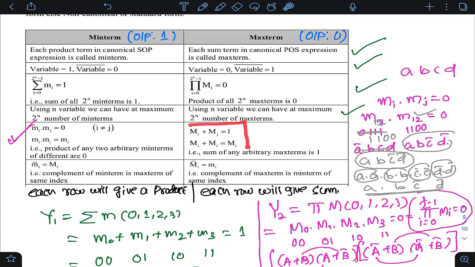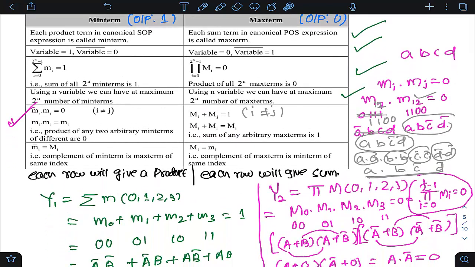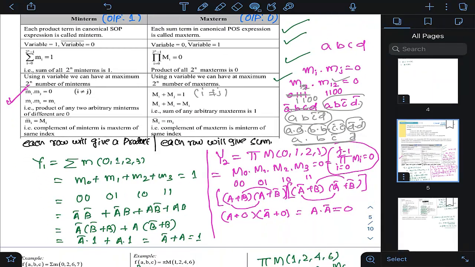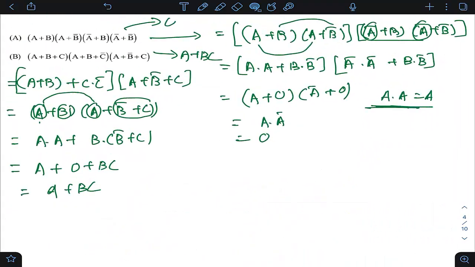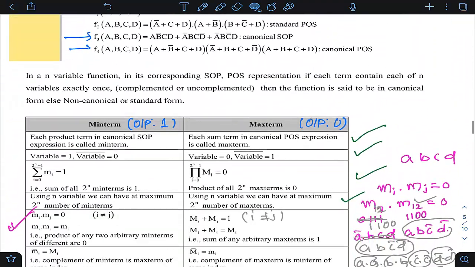So in maxterm we have this one, right? It says the sum of any two arbitrary maxterms is always 1 if i is not equal to j. But if i equals j, then maxterm i plus maxterm i is again maxterm i. To explain this, let me take one more page, or we can do it here also, no problem. I want to justify this relation.